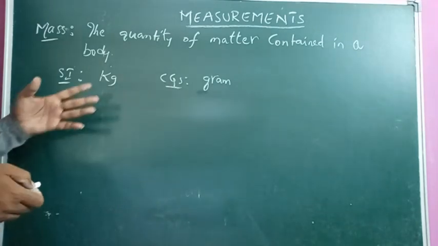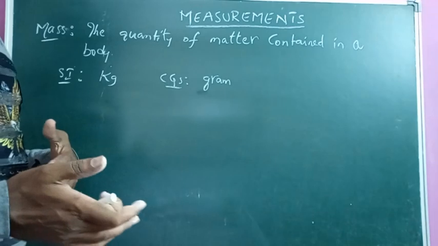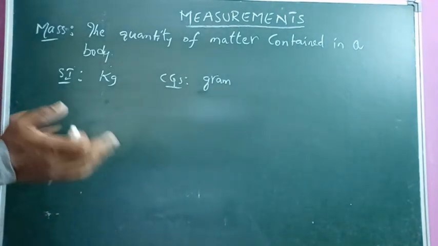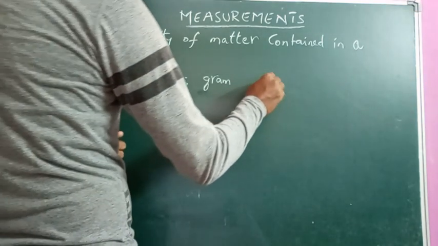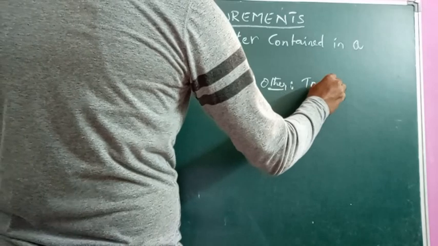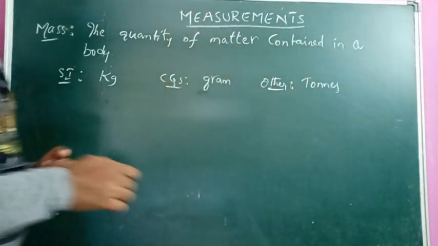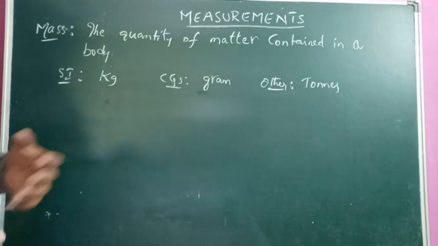And if the mass is more than grams and kilograms, if a heavy mass of 1000 kgs or more is there, then we can measure the mass in tons. Another unit is tons.